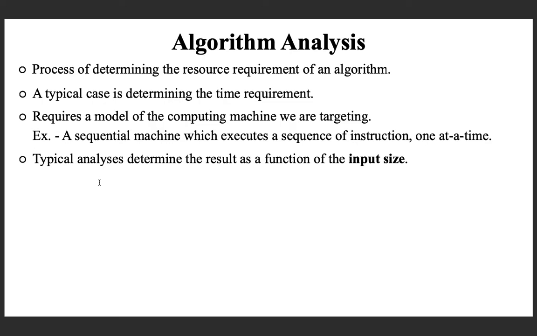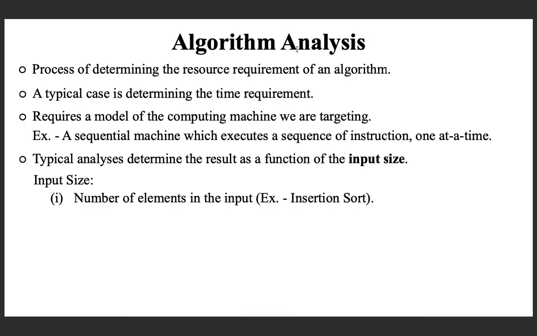A typical analysis determines the result as a function of the input size. Basically, the objective of algorithm analysis is to estimate the resource requirement of that algorithm. It could be the time requirement or the memory requirement. A typical analysis finds this result as an estimate in terms of the input size. Then what is input size? It could be the number of elements in the input. For example, in the sorting problem, the input size could be the number of elements in the list.